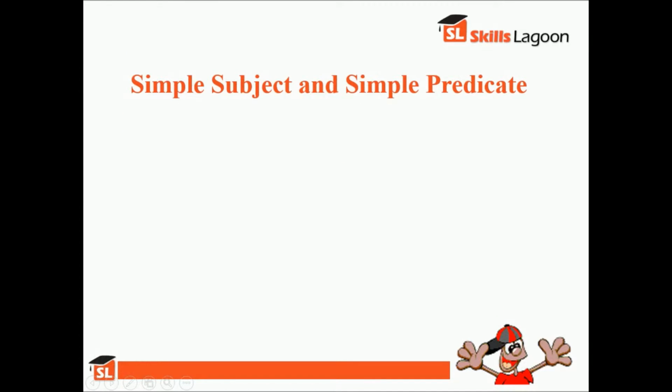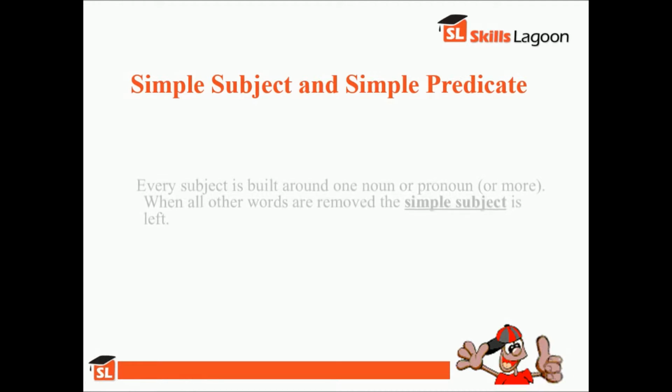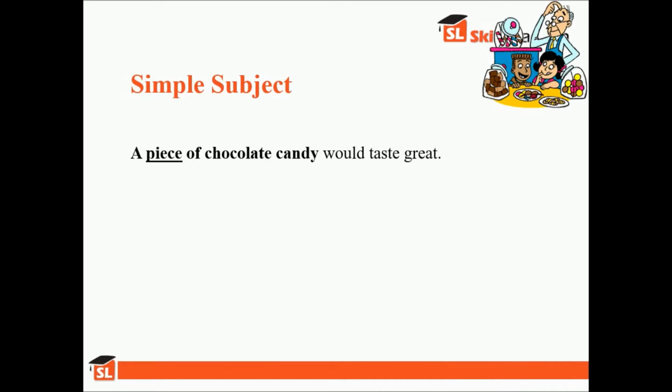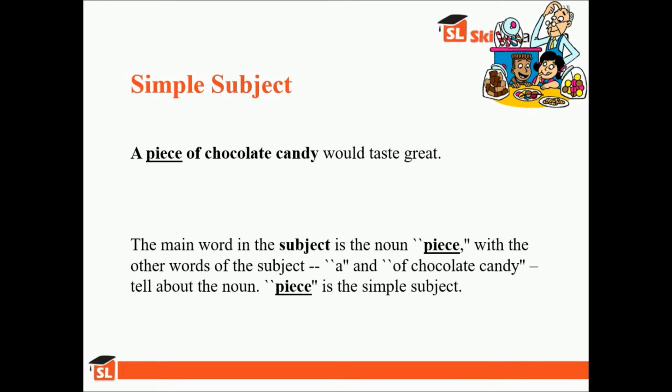The next is simple subject and simple predicate. Every subject is built around one noun or pronoun or more. When all other words are removed, the simple subject is left. Now, simple subject. A piece of chocolate candy would taste great. The main word in the subject is the noun piece, with the other words of the subject, a and of chocolate candy, which tell about the noun. Piece is the simple subject.